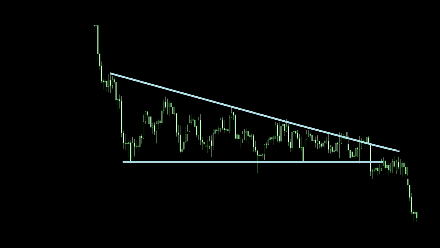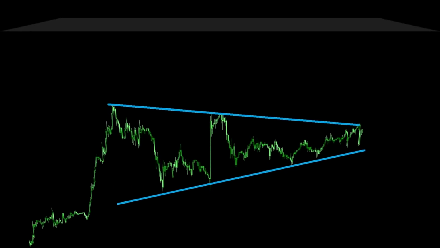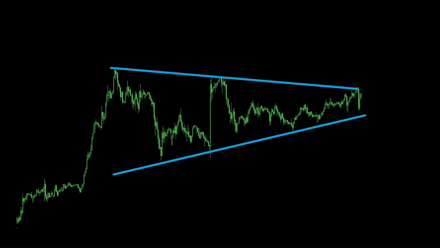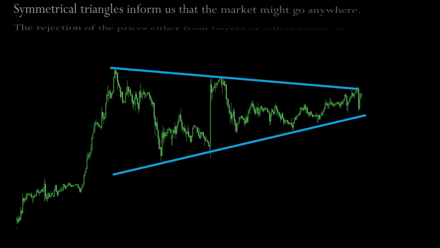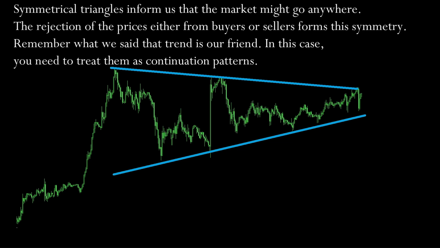Symmetrical triangles are a bit more tricky. The slope of the price highs and the slope of the price lows converge together at a point where it looks like a triangle. The market keeps making lower highs and higher lows. Neither the buyers nor the sellers are able to move the market enough. This is another type of consolidation.